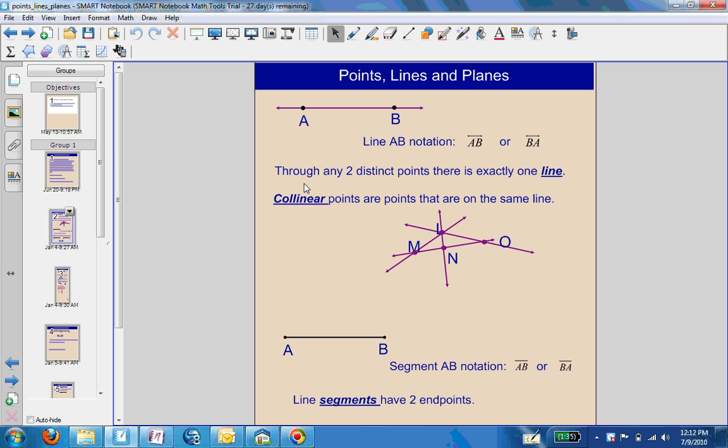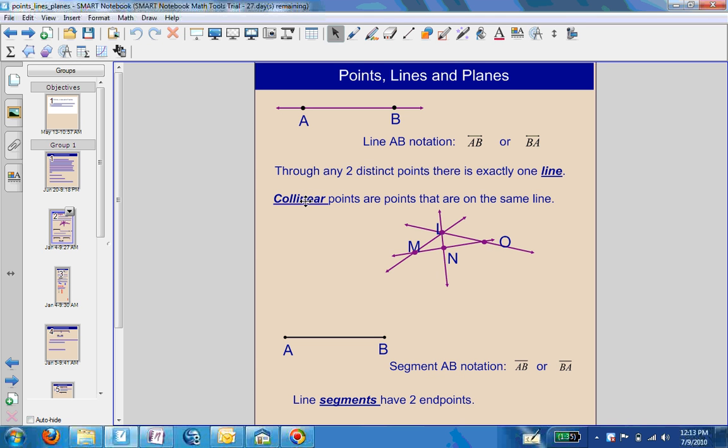One thing we do know about lines, even though we don't have a technical definition, is that through any two distinct points there is exactly one line. And that makes a lot of sense if you think about it. If you look at this picture right here, if I pick any two points, there is going to be a line that will go through it. There's no way that cannot happen.